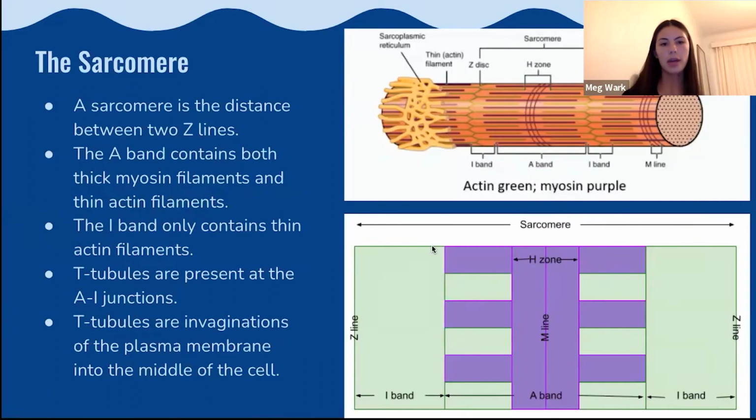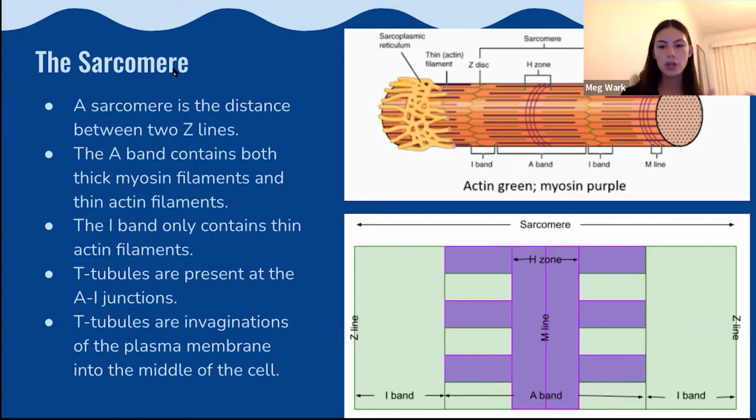So a sarcomere. We've got the 2 diagrams on the right here. The first one is an in-depth image of a sarcomere. And then the second one just breaks it down into all of the different lines and bands that you're going to hear about. So a sarcomere is like a unit of measurement, and it's the distance between 2 Z lines.